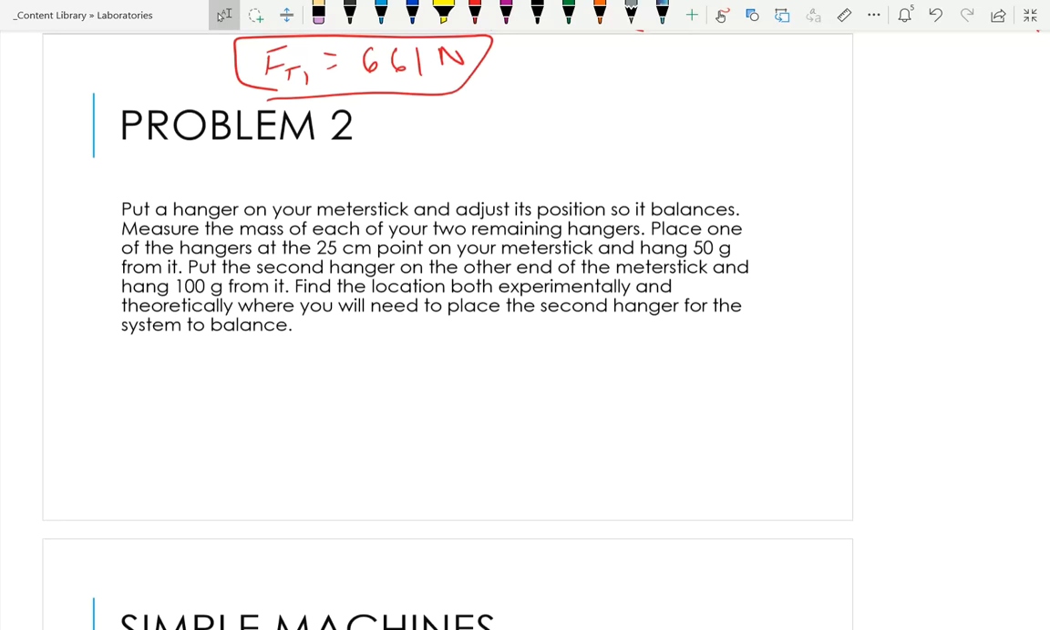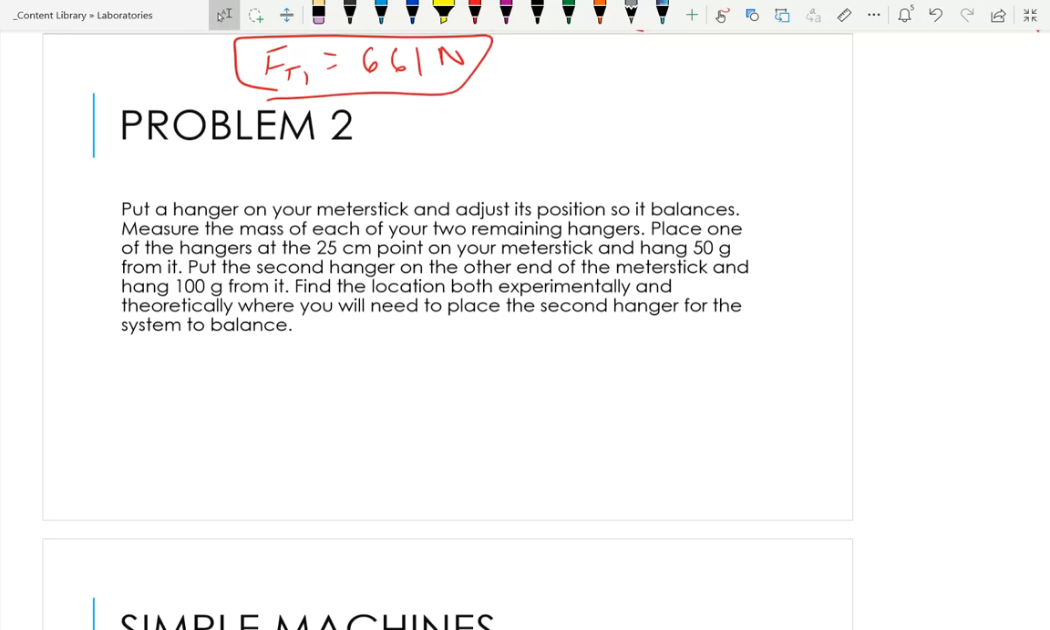Then you need to use the triple beam balance to measure the mass of each one of these. So make sure you know which one's which. These both have 1 marked on them. This one here has a 2 above the 1. This one only has a 1. So I can tell the difference. I'll call the one that has a 1, 1, and the one that has a 2, 2. I'll measure the masses of each.